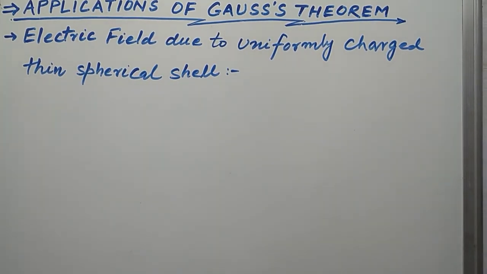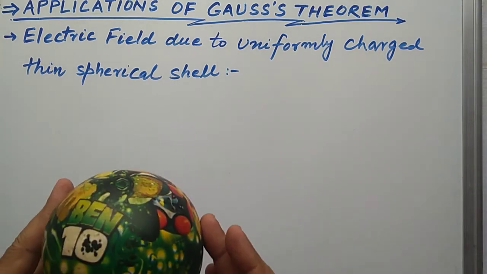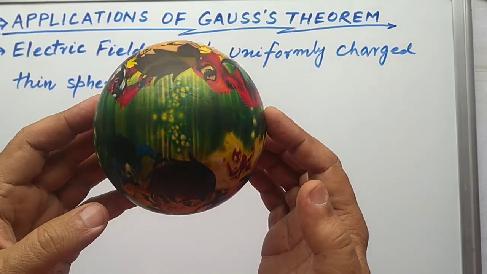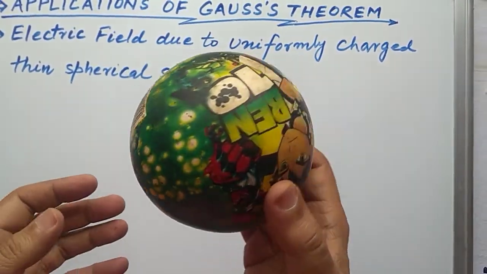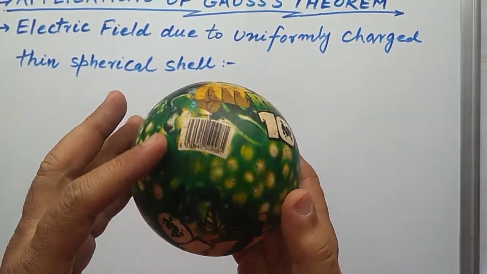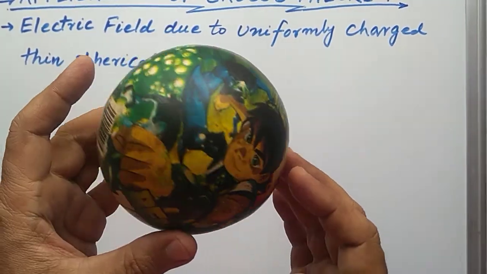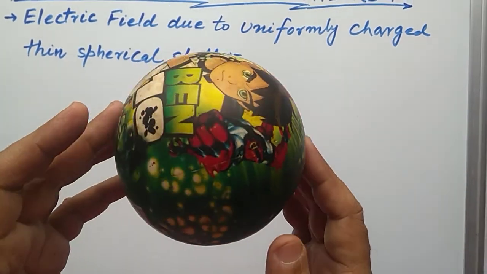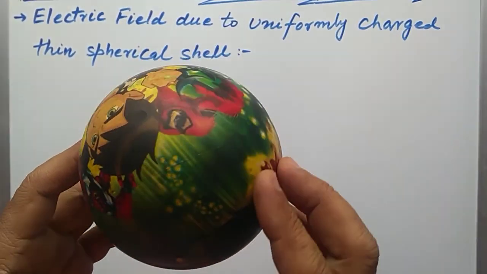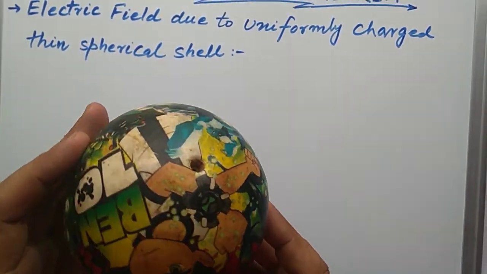But first we should know what a spherical shell is. A spherical shell is a hollow sphere having very small thickness. There is no difference between its internal and external radius.